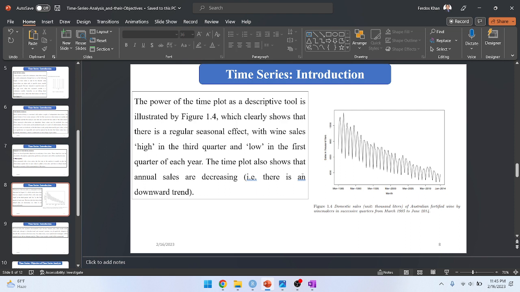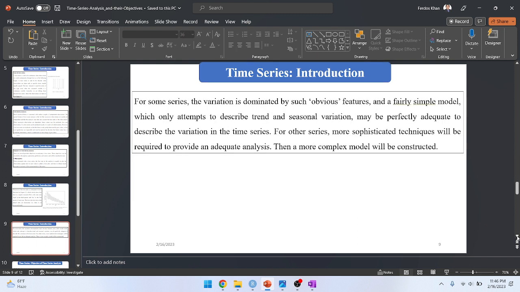This is the data which I took from the book written by Chatfield, but you can have your own data and you can explore the data by plotting. So plotting is one of the most important things and the first thing you need to do in time series analysis.